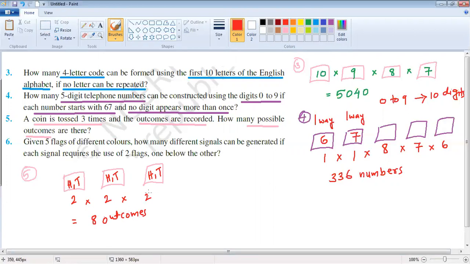So this is very important. When the coin is tossed 1 time, we know that it can be head or tail. Now this is 1 time.